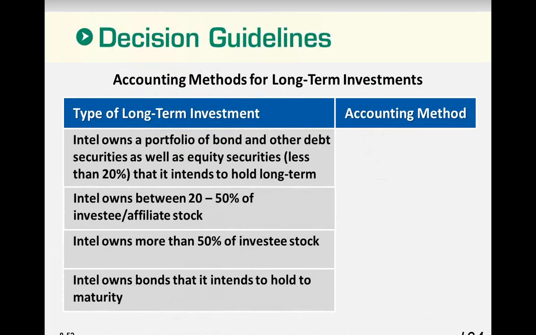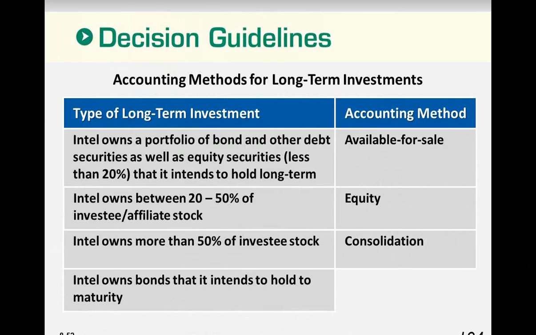So, if they own a portfolio of bonds and other debt securities as well as equity securities, less than 20% that it intends to hold long term, they will record that as an available for sale security. If they own 20 to 50%, they will record it as equity, and if they own more than 50%, they will record that as a consolidation. And if they own bonds that it intends to hold to maturity, they will use amortized cost to record that.